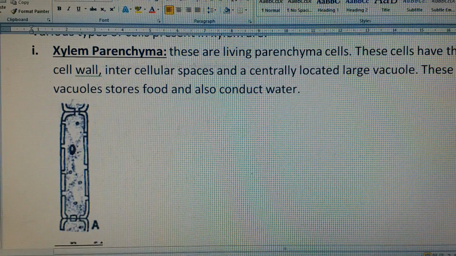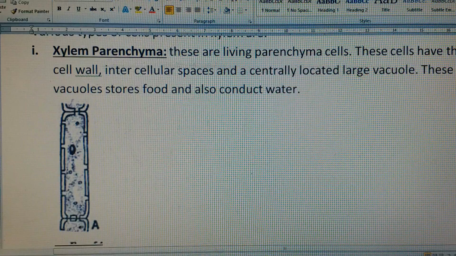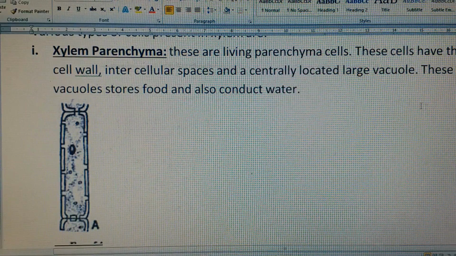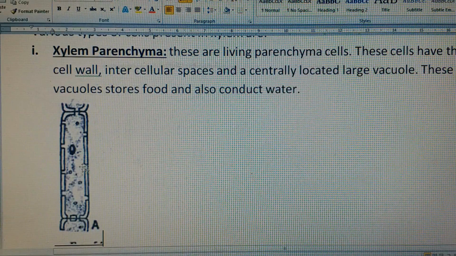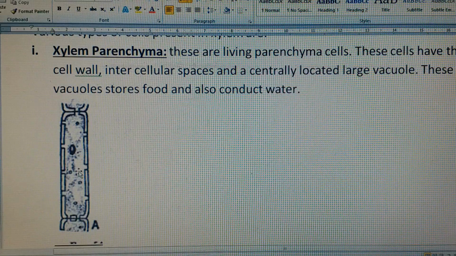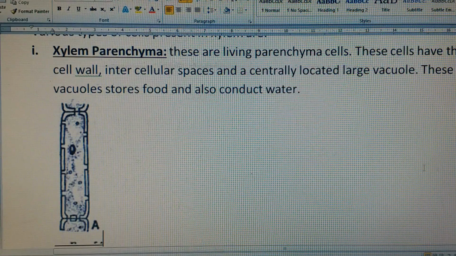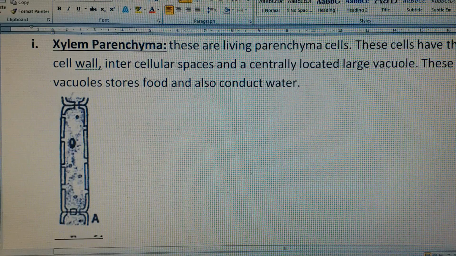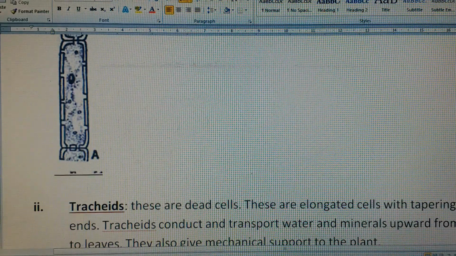Xylem parenchyma is a living parenchymatous cell. These cells are living. They have cell walls, intercellular space, and a large vacuole within, which is centrally located. These vacuoles store food as well as water. So xylem parenchyma are the living cells.